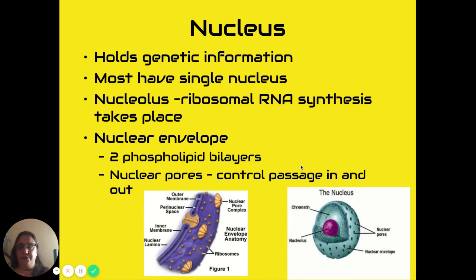Most cells have a single nucleus. Some cells will have multiple nuclei, because if the cell is a bit bigger, it might need more nuclei to have more DNA to be able to help it make more proteins. Inside of the nucleus is the nucleolus, a little structure that synthesizes ribosomal RNA, one of the types of RNA that makes up the ribosomes. Then we have the nuclear envelope, or nuclear membrane, which has two phospholipid bilayers.